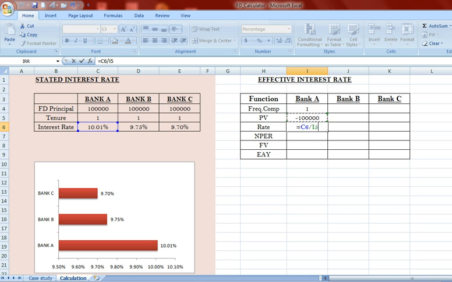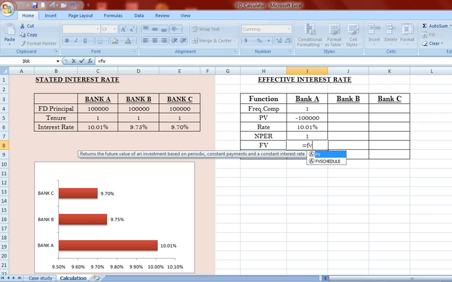10.01% divided by 1. What is NPER? NPER is nothing but the time frame of this investment. The time frame of this investment is 1 year. But you need to multiply the frequency of compounding with the tenure of the fixed deposit to arrive at the NPER. This makes sense when you are doing the calculation for Bank B and Bank C. Now you need to compute FV. You need to write an FV function to arrive at the maturity value of this fixed deposit down the line at 1 year, for which you need to capture the respective values for the variables to arrive at the maturity value of the Bank A fixed deposit.